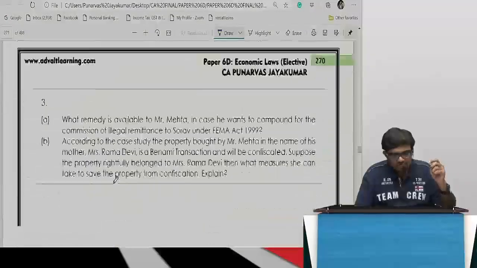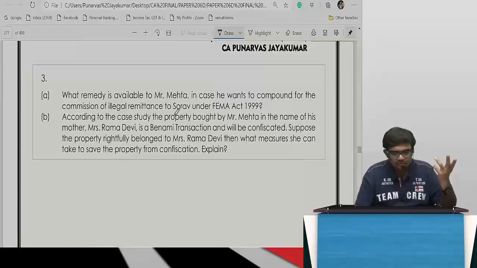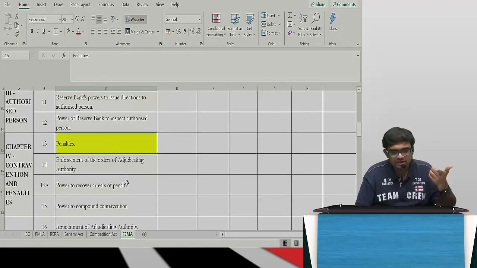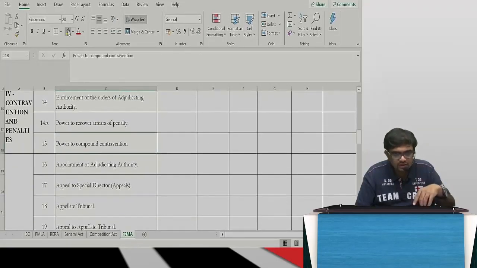Then lastly, what remedies are available to Mr. Mehta for compounding offences? Again, you go to FEMA. The word compounding is already there. Automatically, I figured out it is in section 15. Section 15 of FEMA it comes under.